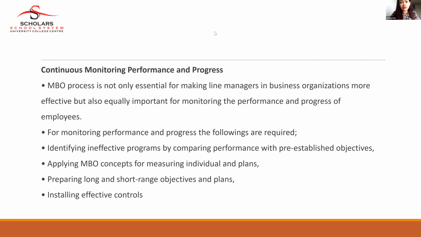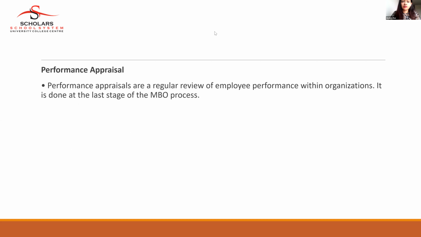So continuous monitoring of performance and progress in the MBO process is not only essential for making line managers in business organizations more effective, but it's more about the collaboration. To monitor performance and progress, the following are required. Identify ineffective programs and rearrange them. Apply proper MBO concepts. Prepare long and short-range objectives and plans, and install effective controls.